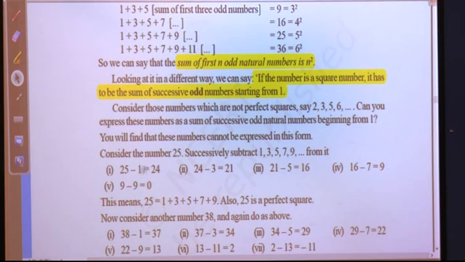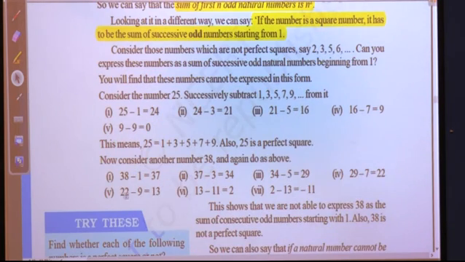25 minus 1, 24. 24 minus 3, 21. 21 minus 5, 16. 16 minus 7, 9. And 9 minus 9, 0. This means 25 is equal to 1 plus 3 plus 5 plus 7 plus 9. Also, 25 is a perfect square.